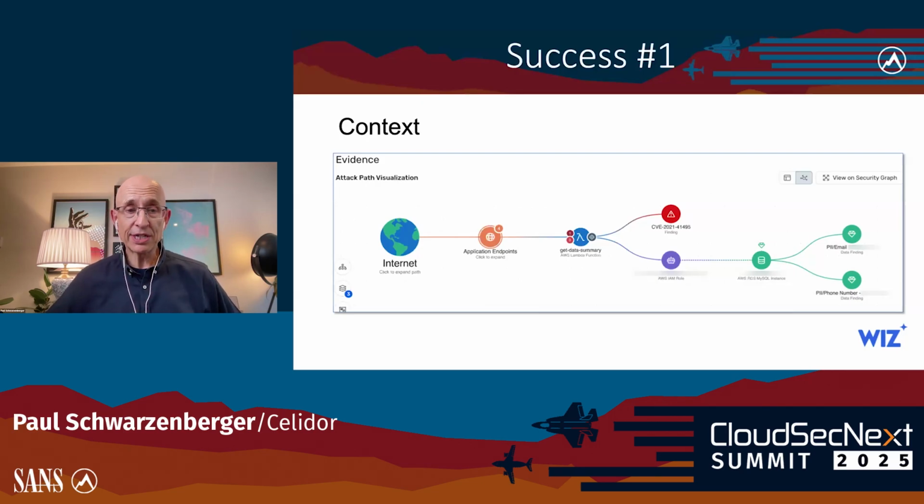And that Lambda function is exposed via an API gateway to the public internet. And that Lambda function also has an IAM role, and that IAM role has access to a database, and within that database, there's personal information. So because all of those things come together, this would be regarded as a critical issue in Wiz.